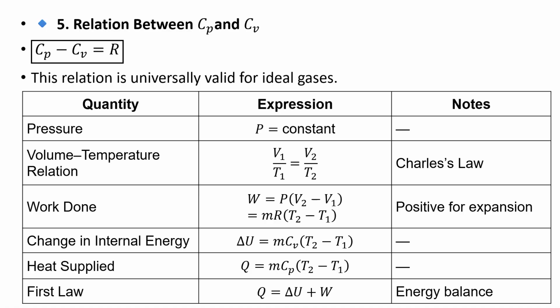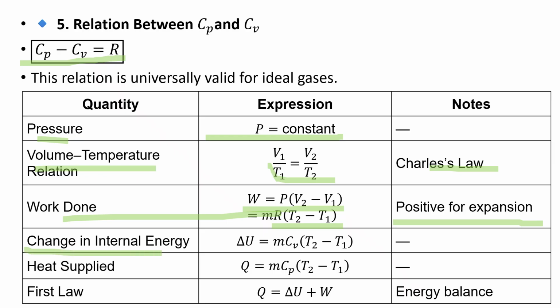So in the summary, we can see Cp minus Cv is R. The pressure is constant here. The relationship between volume and T is Charles law, that is V1 by T1 equals V2 by T2. Work done W equals P into (V2 minus V1), that is mR into (T2 minus T1) according to the gas law. It is positive for an expansion process.